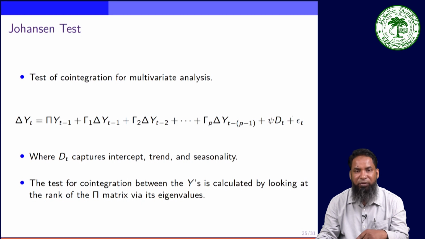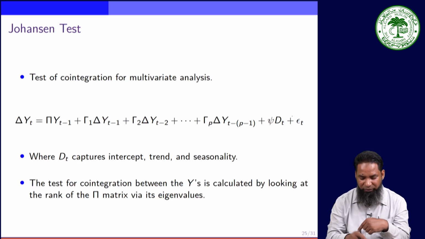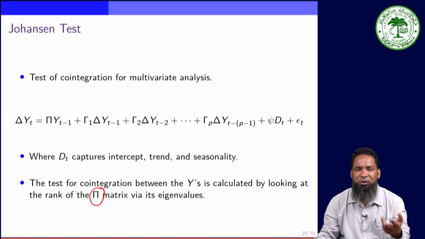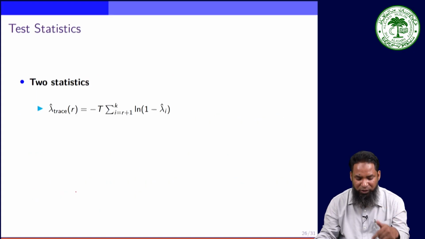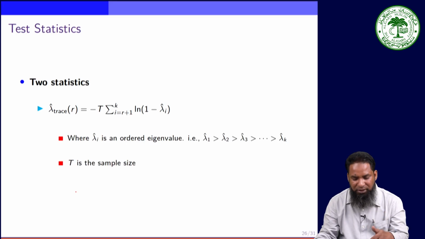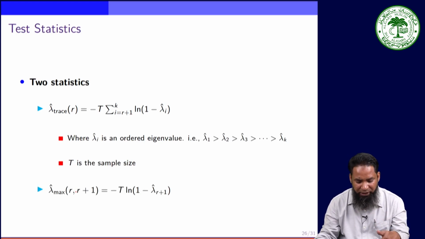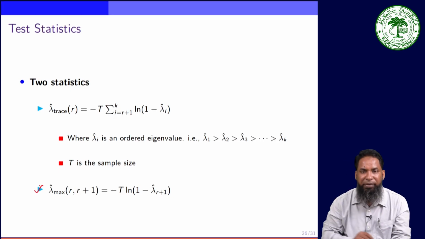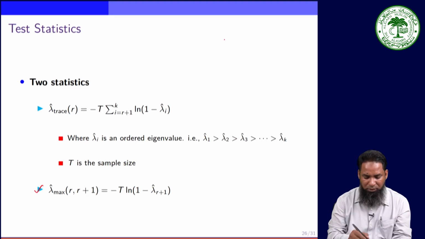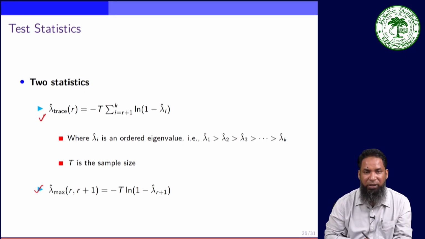Then the test of cointegration between the y values is calculated by looking at the rank of this pi matrix. Two test statistics are there. One is what we call the lambda trace test statistic, where lambda i are the ordered eigenvalues, and T is nothing but the sample size. The other is the maximum eigenvalue statistic. So we have the two statistics, that is the trace statistic and the maximum eigenvalue statistic.